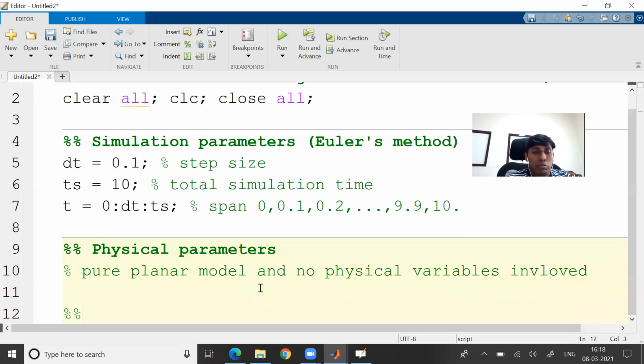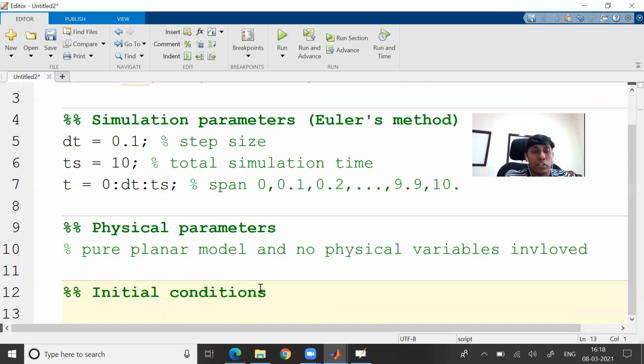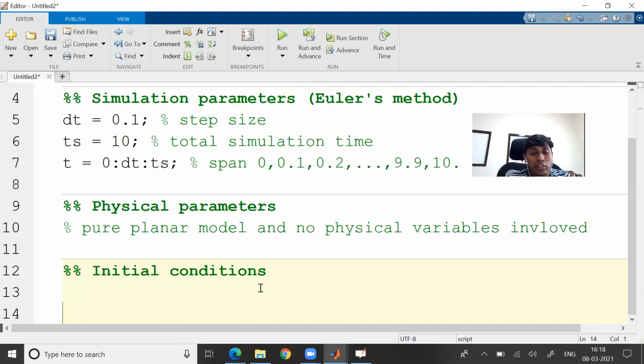Now you come to the next stage, the initial condition, which can be included in the simulation parameters, but I'm writing it separately. Initial conditions are required for solving the differential equation. So here, what is the initial condition? Eta dot would be the initial condition. I'm assuming the x-axis displacement is 0.1 meter, the y-axis displacement is 0.2 meter, and the orientation is 45 degrees initially. I'm assuming this is minus 1.2 pi by 4.